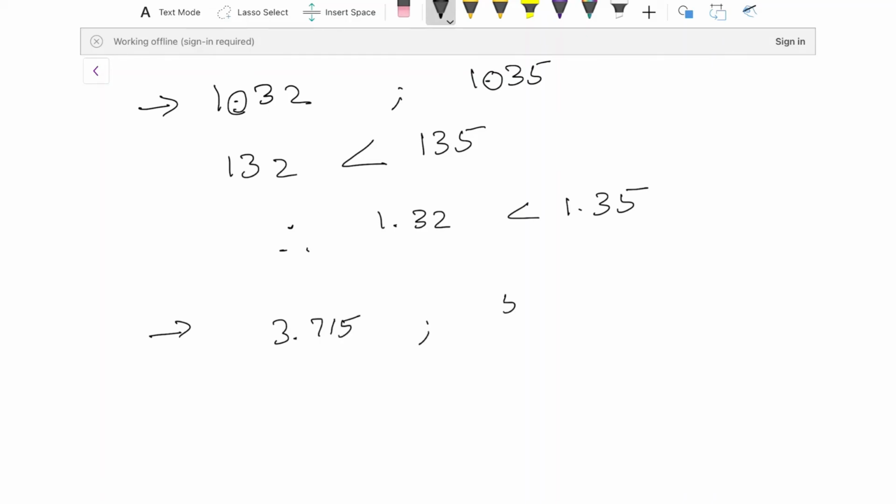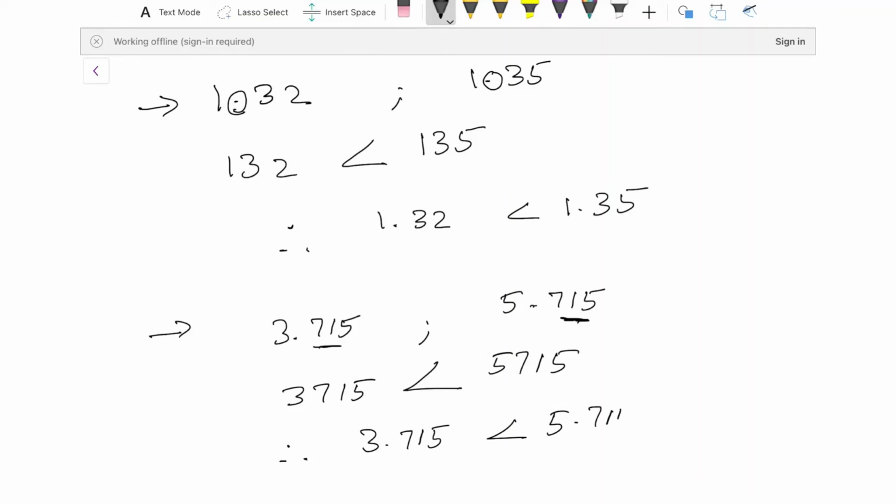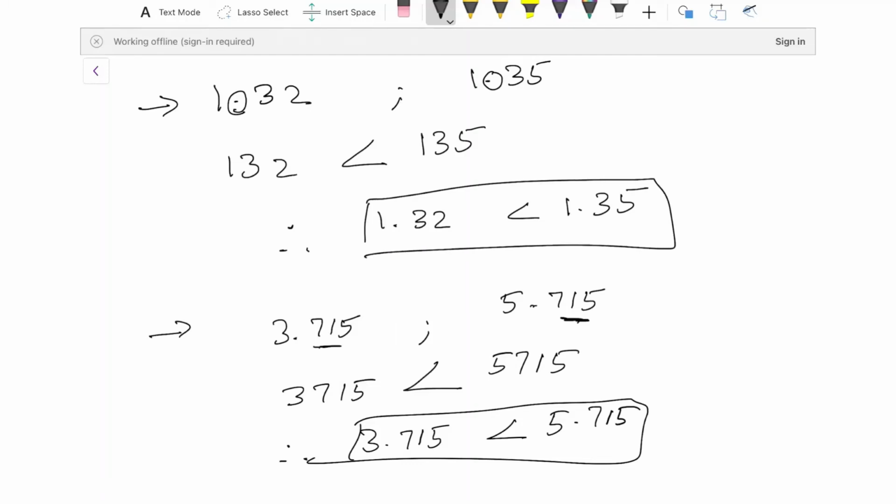3.715, 5.715. Again, we have 3 decimal places for both these decimals, therefore they are like decimals. How do we compare them? Ignore the decimal point and write 3715 and 5715. Now compare these two numbers. 3715 is obviously less than 5715, therefore 3.715 is less than 5.715. That's it. So comparing like decimals is as easy as this. You just have to ignore the decimal point and compare the numbers.